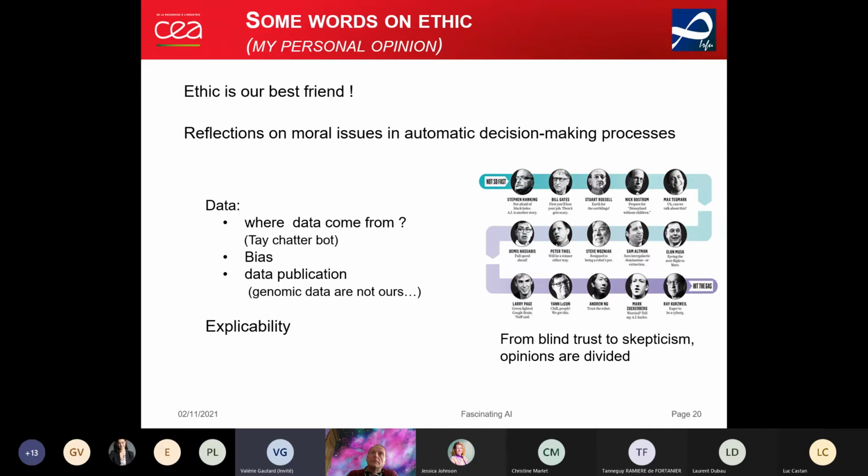For example, Tay was an artificial intelligence chatterbot that was originally released by Microsoft via Twitter on March 23, 2016. It caused subsequent controversy when the bot began to post inflammatory and offensive tweets through its Twitter account.